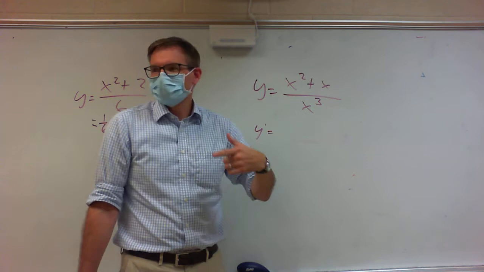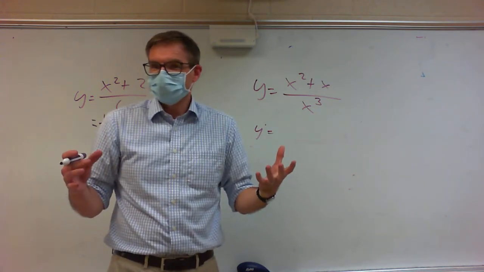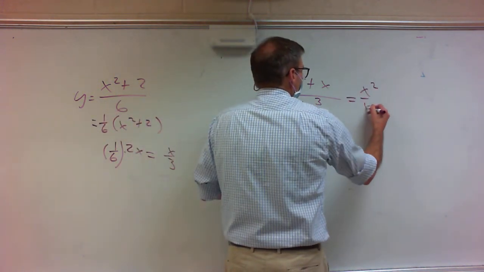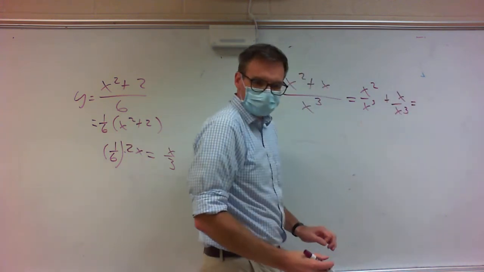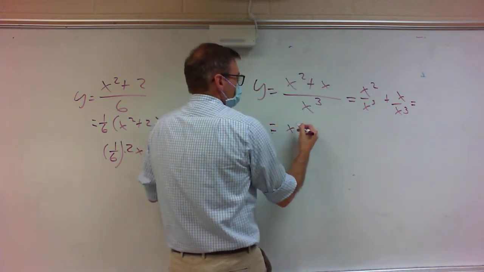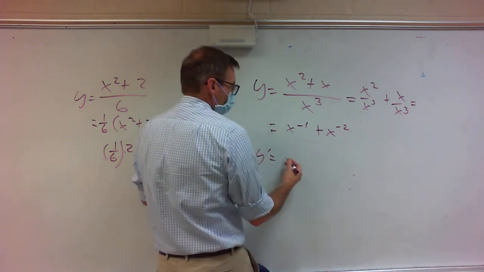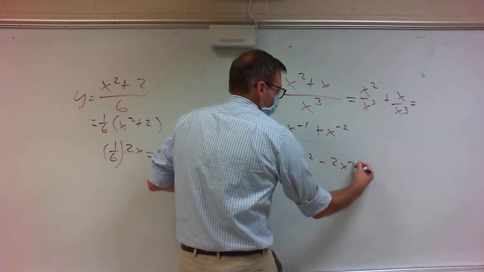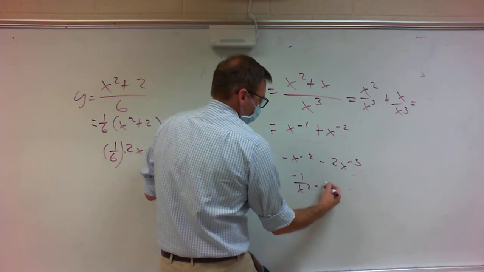See, this is kind of related to what I did on Tuesday. Because could we break this apart and write it term by term? I can look at this and say this is x squared over x cubed plus x over x cubed, which gives me, I'm running out of room, x to the -1 plus x to the -2. And so now when I take the derivative, I get negative x to the -2 minus 2x to the -3, which is minus 1 over x squared minus 2 over x cubed.